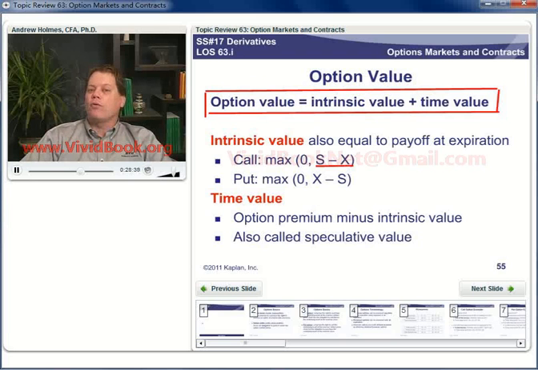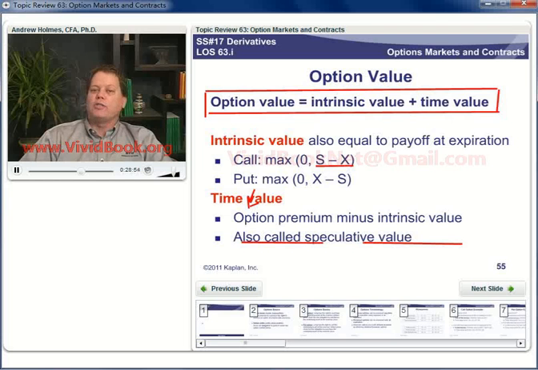The time value, of course, is just the idea that this is the option premium minus the intrinsic value, and we already talked about that. It's also called its speculative value, although I don't see that term used very often. I usually see it associated with the term time value.